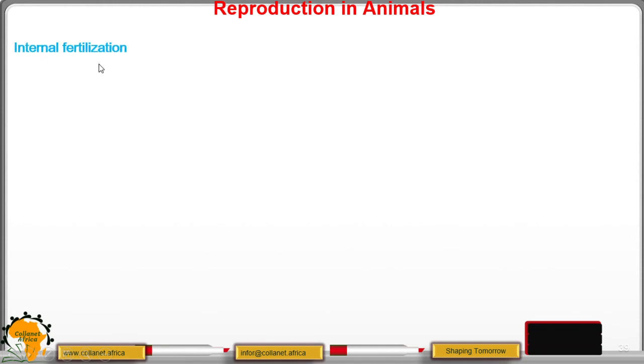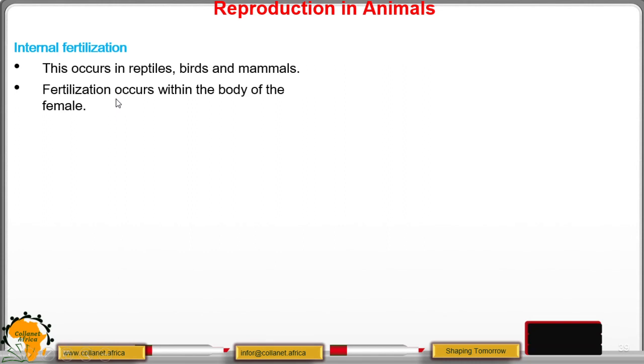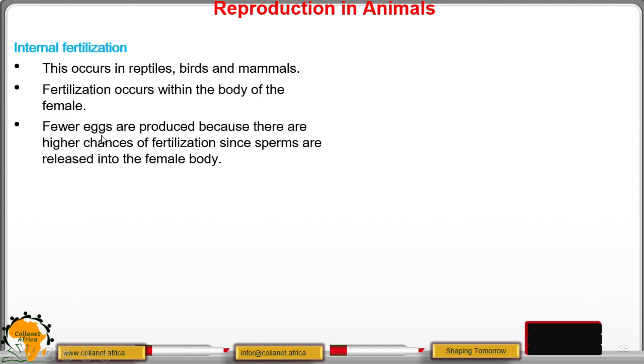Now we move to internal fertilization, and it occurs in reptiles, birds, and mammals. Fertilization occurs within the body of the female. In this case, fewer eggs are produced because there are higher chances of fertilization, because sperms are deposited in the body of the female. So there is protection of the eggs.